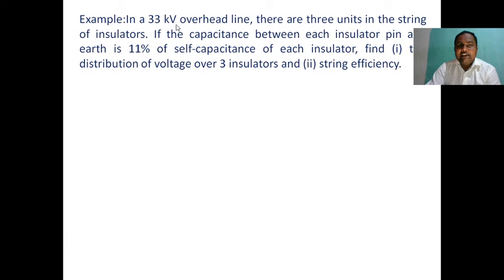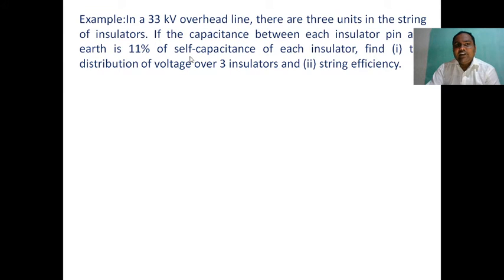In a 33 kV overhead line, there are 3 units in the string of insulators. If the capacitance between each insulator pin and earth is 11% of the self capacitance of each insulator, find first the distribution of voltage over the 3 insulators, and second the string efficiency.